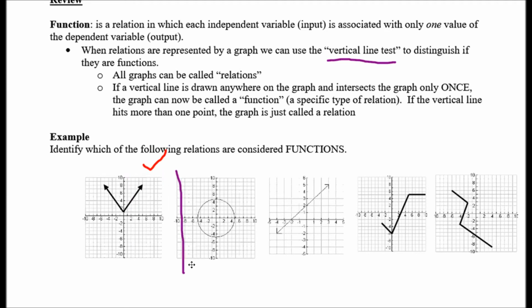Number 2, vertical line hitting twice. Number 2 is not a function, so I could not write this as f of x. Impossible. Number 3, well, that's just a nice little grade 10 line. I've got no issues here. So number 3, yes, a function.